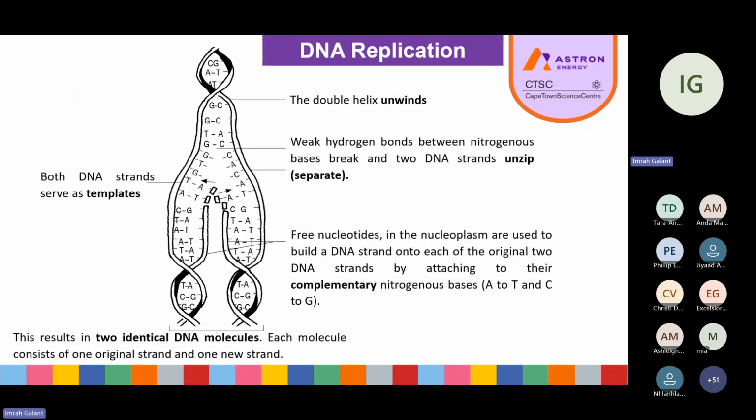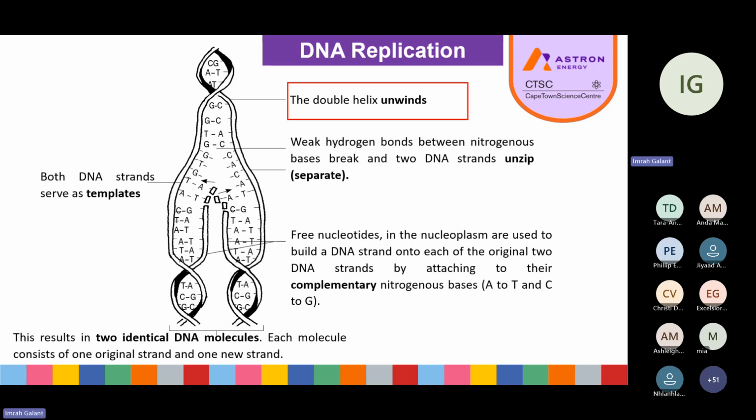Okay, so now let's look at the process of DNA replication, and this would generally count for about 6 marks in your exam. So when you are describing DNA replication, you need to mention it in chronological order. Don't confuse the different parts. Please mention it in chronological order.